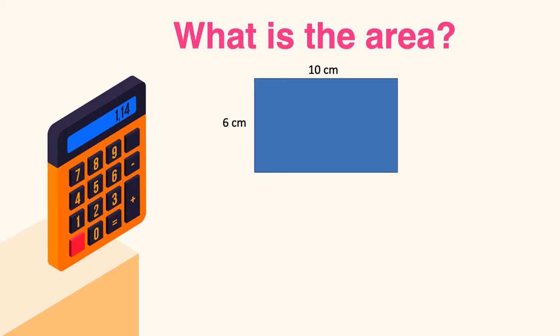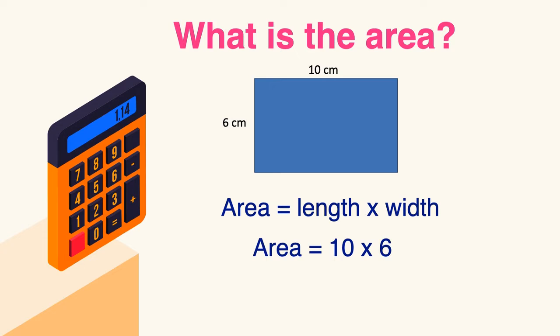Let's do a quick review. Last lesson, we learned about finding the area for squares and rectangles. Can you remember how to find the area? What is the area of the shape shown on the screen? Remember, to find the area, we must multiply the length times the width. That means 10 times 6. 10 centimeters represents our length and 6 centimeters represents our width. Once we multiply those factors, our product is 60 centimeters.